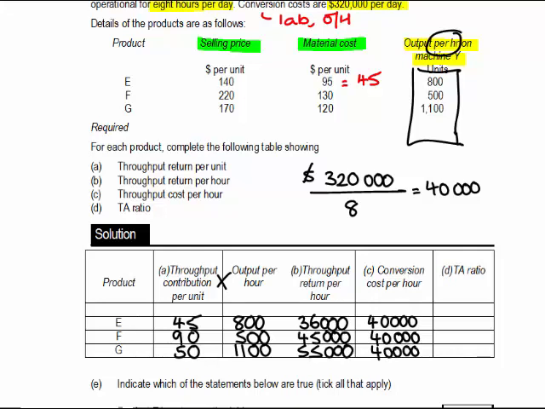All we need to do to calculate our TA ratio is divide the return by the conversion cost. So 36,000 divided by 40,000 is 0.9. 1.13 for the next one, and finally 1.38.